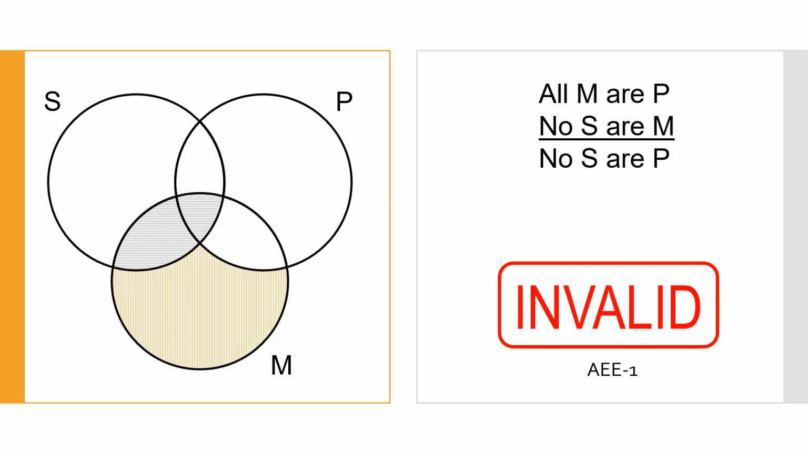So of course this means that an AEE1 is an invalid form, and we just proved this using Venn diagrams. And that means that an AEE1 is invalid anytime you come across that form of an argument, and it doesn't matter what S, P, and M might possibly stand for. So to be perfectly honest, that's all there really is to using Venn diagrams to test for validity.